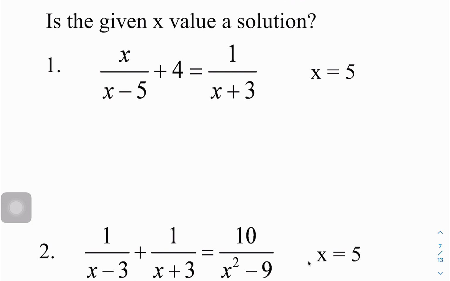Why not, Monica? Yep. Because if you take 5 and plug it in right here, you'll end up with 5 over 0. Can't divide by 0. So in this case, this would not work. This would be an extraneous solution. Okay? That's what you're looking for at the very, very end. You're trying to check for extraneous solutions.